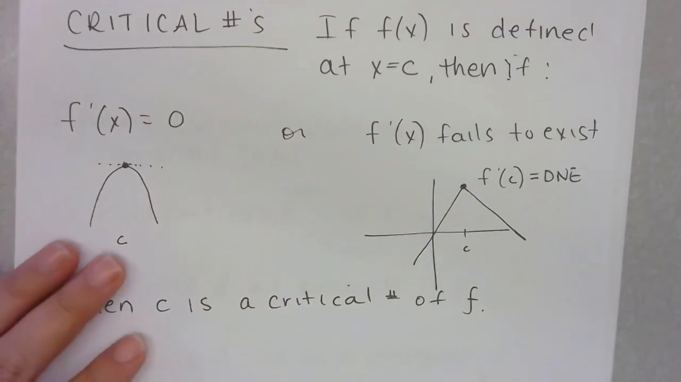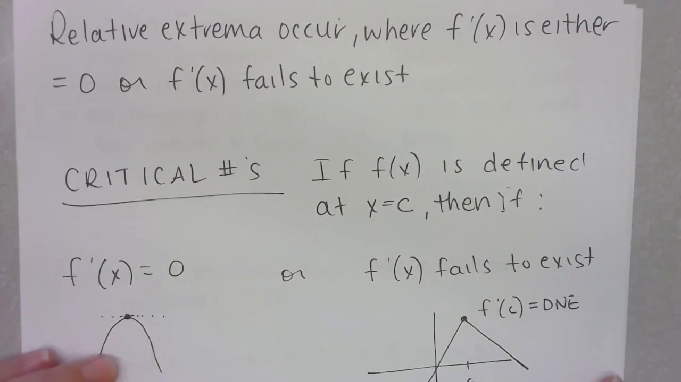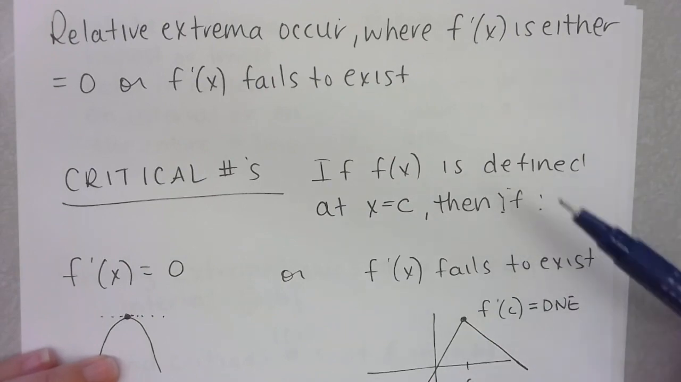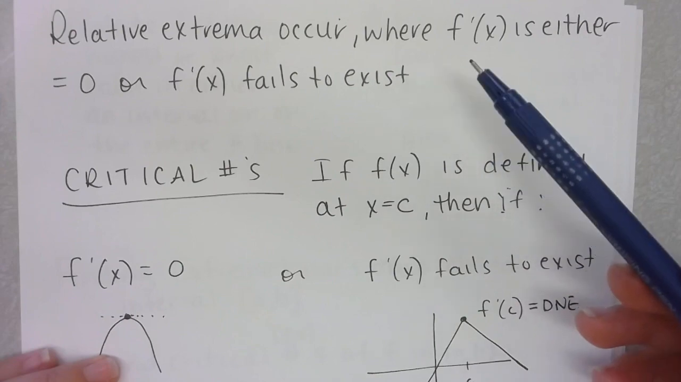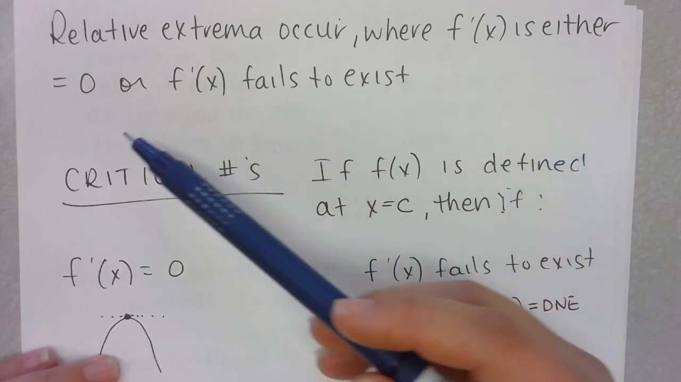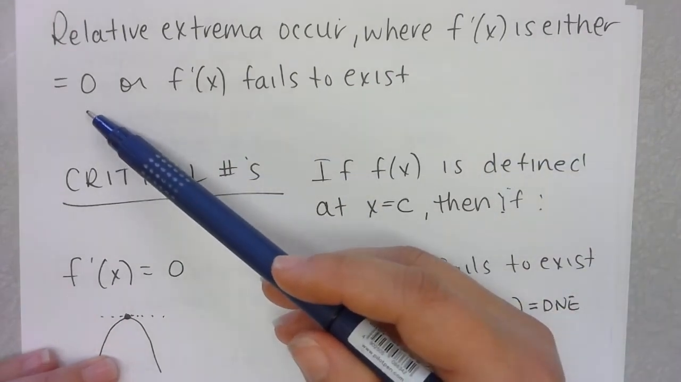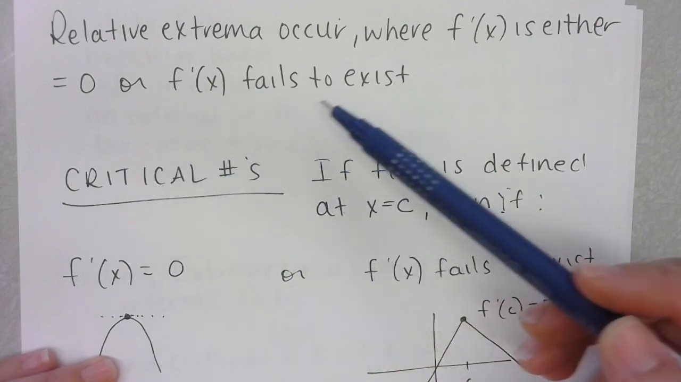Relative extrema, which is what we just looked at, the high and the low in the vicinity, occur where f prime of x is either equal to 0, which is what we just saw, or where f prime fails to exist.